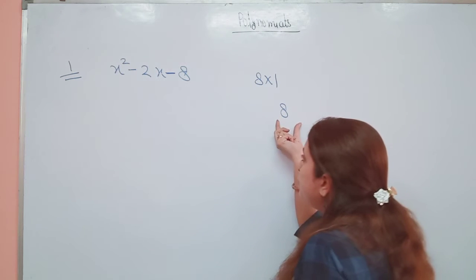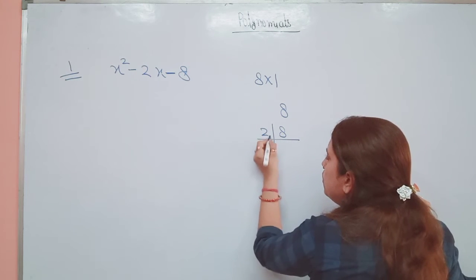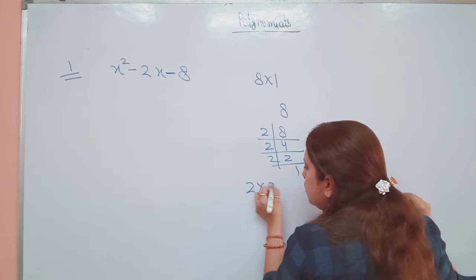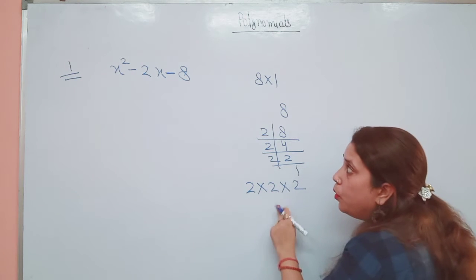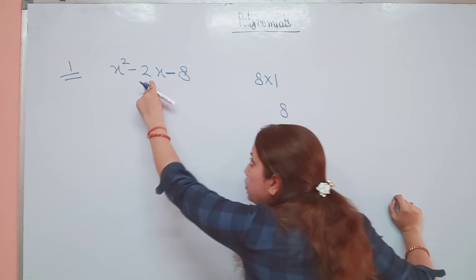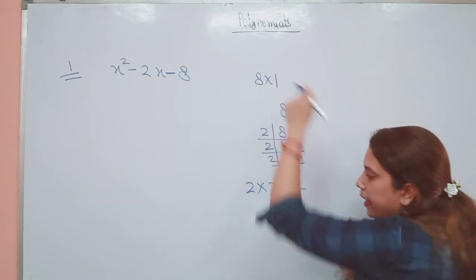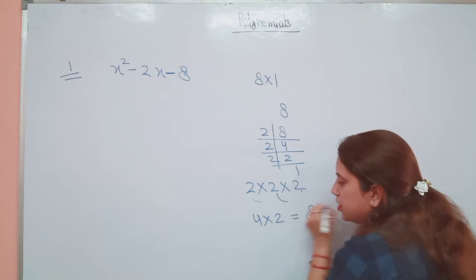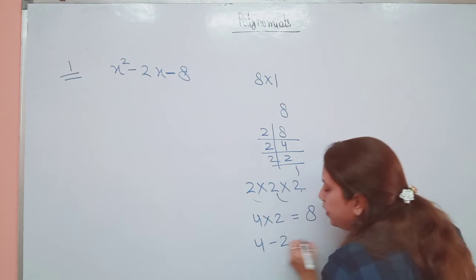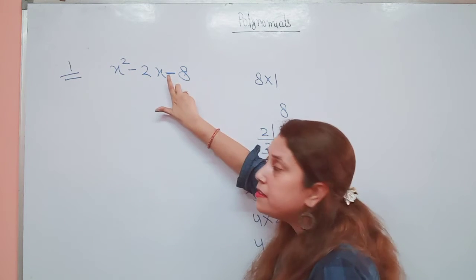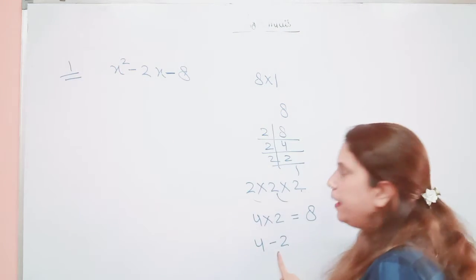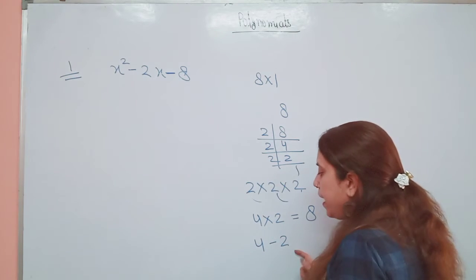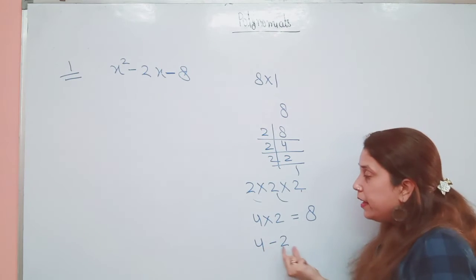So the two factors of 8: 4 and 2, 2 and 2, 2 and 1. Now arrange 4 and 2 like this. When we do the subtraction it will come 2, and when we multiply it will come 8. So 4 times 2 is 8, and we do 4 minus 2. Why are we doing minus here? Because here the sign is minus. If the sign is minus, we subtract. If the sign is positive, addition, then we add. So 4 minus 2 is the factor, 4 and 2 are the factors.